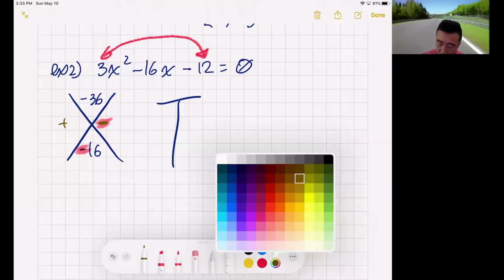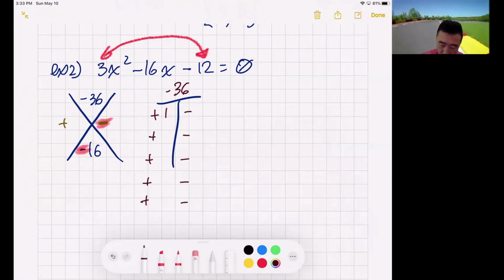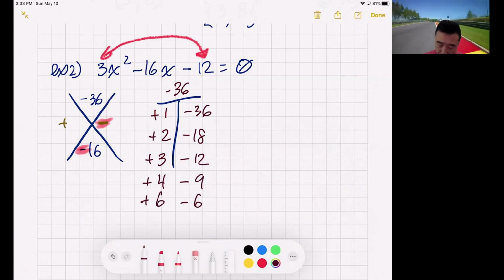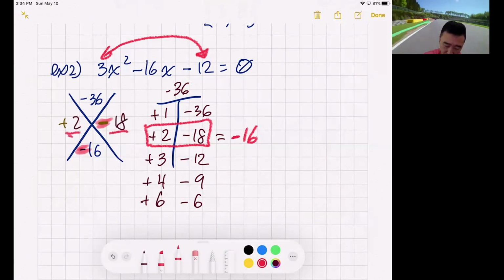So let's see here. Negative 36. One is positive, one is negative. I think there's 5 of them if I'm not mistaken: 1 and 36, 2 and 18, 3 and 12, 4 and 9, 6 and 6, right? And let's see, I believe this one is it. That's gonna give me negative 16, which means I gotta take care of these two. I end up with positive 2, negative 18. I'm gonna go ahead and try to simplify by 3.